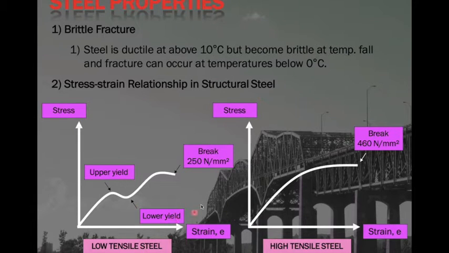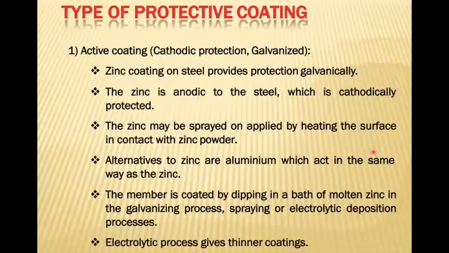What you can see here in these figures are the stress strain curves for low tensile steel and also high tensile steel. For low tensile steel, the breaking point, or the failure point, is at 250 Newton per millimeter square strength. As for high tensile steel, the breaking point is at 460. Listed here are the types of protective coating.